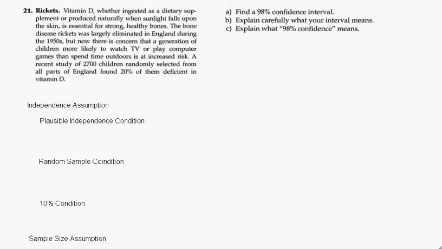So that makes them more susceptible to rickets. So that's the concern. And we have a sample size of 2,700, and of that sample, 20% are deficient in vitamin D. Okay, so what we are being asked is to produce a 90% confidence interval to estimate the true proportion of children in England that are deficient in vitamin D.